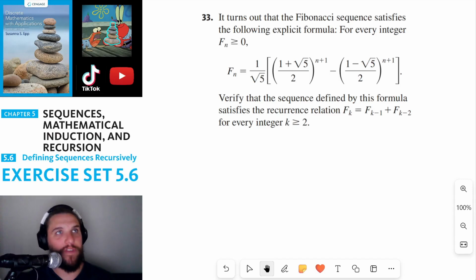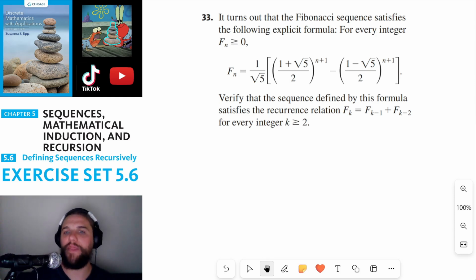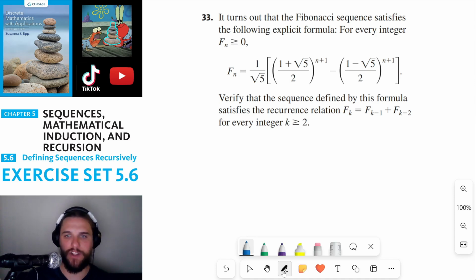It turns out that the Fibonacci sequence satisfies the following explicit formula. For every integer n greater than or equal to 0, verify that the sequence defined by this formula satisfies the recurrence relation f sub k equals f sub k minus 1 plus f sub k minus 2 for every integer k greater than or equal to 2.